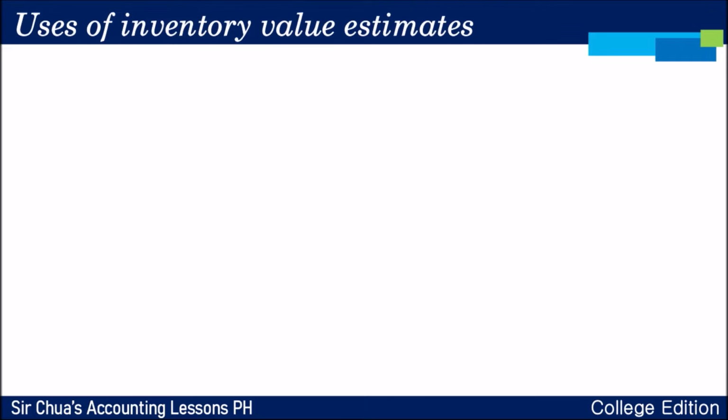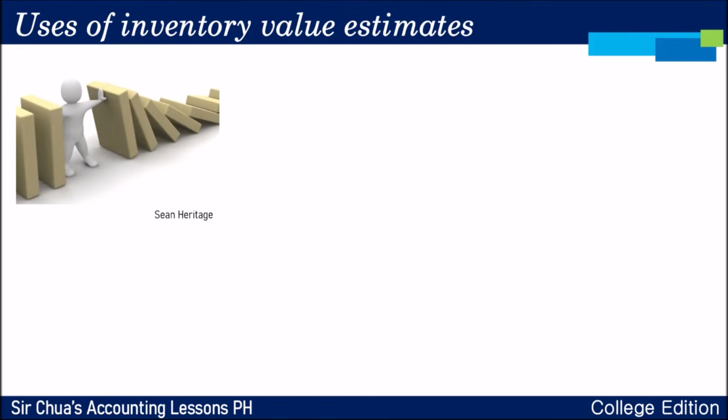Okay, so para saan po ba ginagamit yung atin pong estimates ng inventory value? Okay, first use niya po is for interim financial statements. Okay, when we say interim financial statements, these are financial statements that are prepared and what we report is a period shorter than 1 year. Okay, you will be learning about the preparation of interim financial statements in your intermediate accounting part 3.